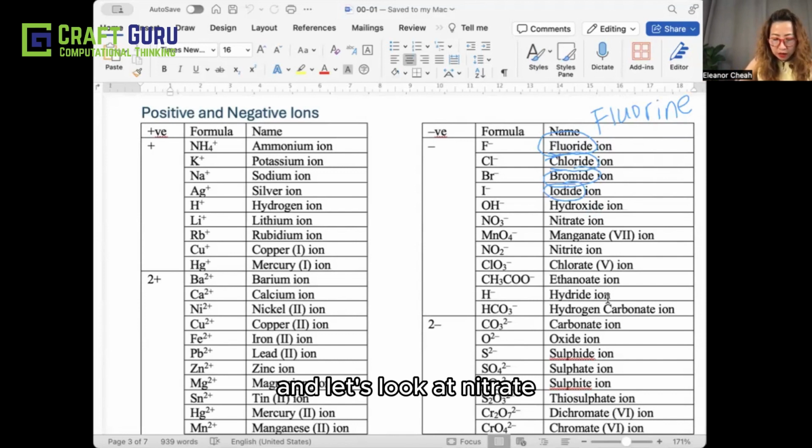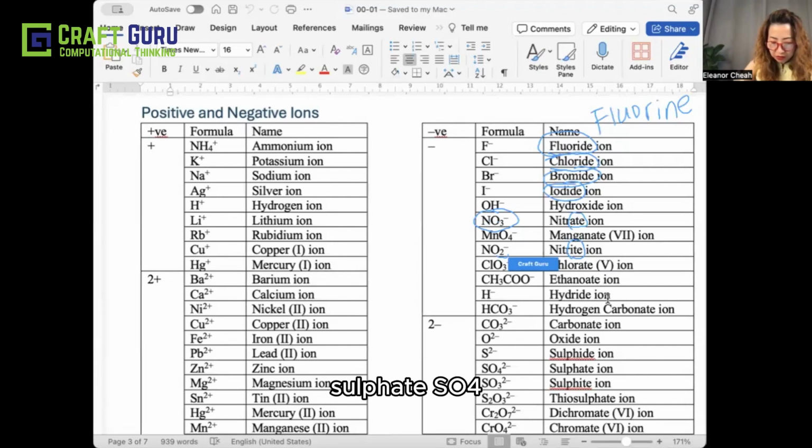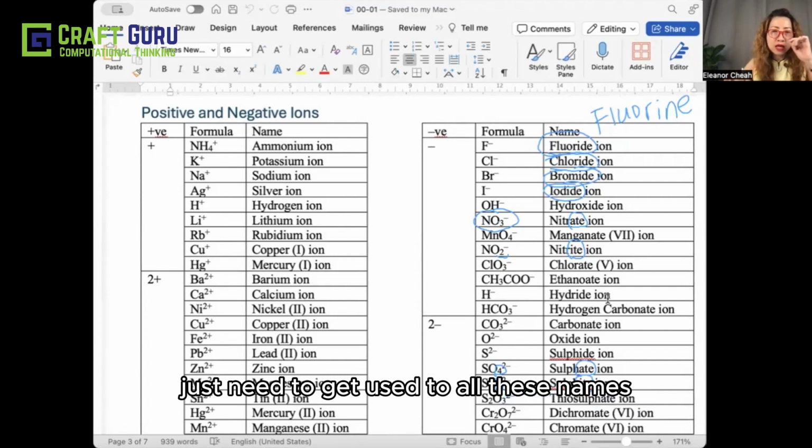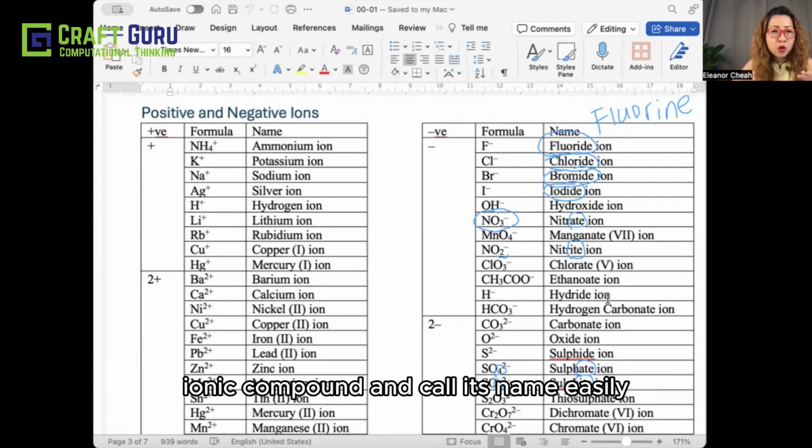And let's look at nitrate. If you see the ATE at the back, it is NO3. If ITE, it becomes 1 oxygen lesser, NO2. Sulfate, SO4. Sulfite, ITE, SO3. Just need to get used to all these names, and for negative ion, you should be able to write the ionic compound and call its name easily.